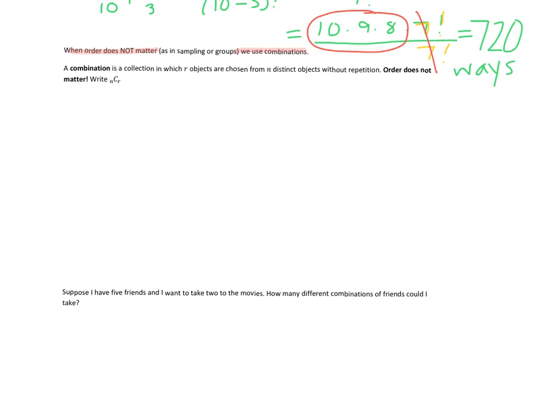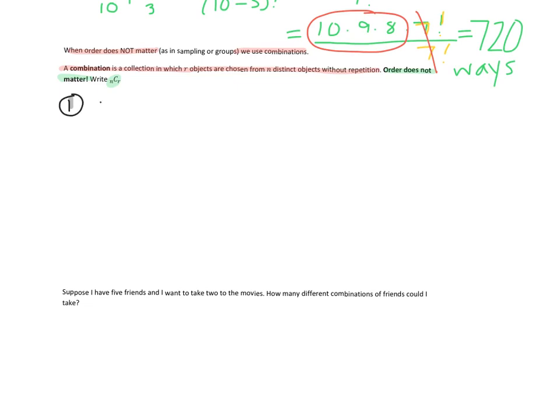So the definition starts off the same. It's a collection of r objects that are chosen from n distinct objects. And the big thing that's different from a permutation is order does not matter. And we even have a similar symbol. Okay, so let's do the same thing as before.